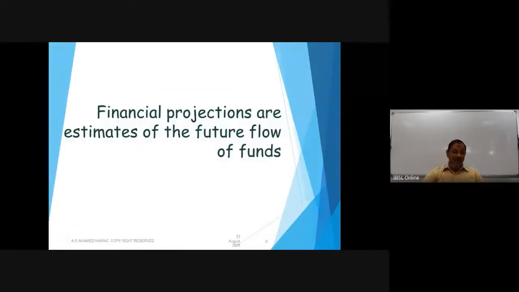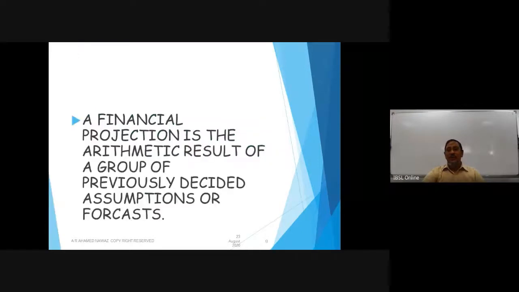Okay, so what are financial projections? These are estimates of the future flow of funds. We do estimation for the future flow of funds, inflows, outflows. A financial projection is an arithmetic result of a group of previously decided assumptions or forecasts. Previously we make certain assumptions to do calculations.